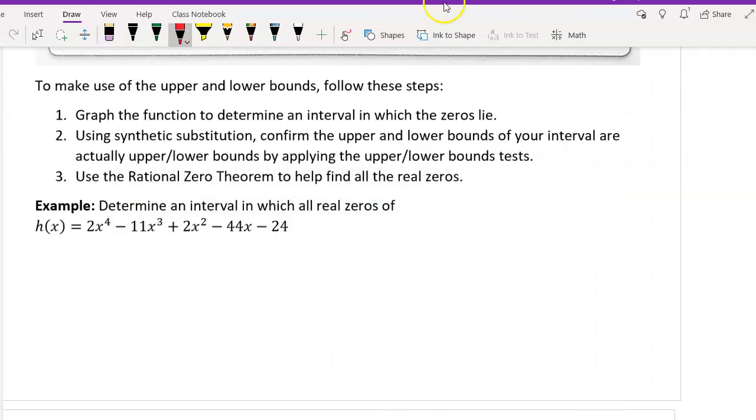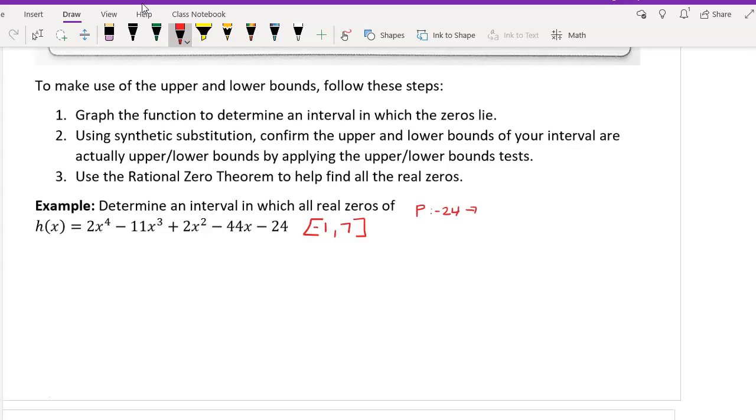So first things first, let's look at our interval, which we said was between -1 and 7. So those are the values that we're going to test, and I did put the brackets around them because I am going to test those specific values. So now, what is my p? My p is -24.